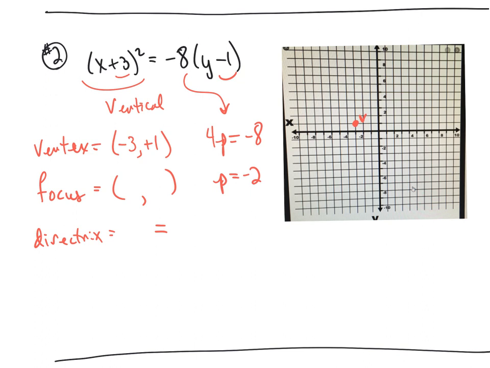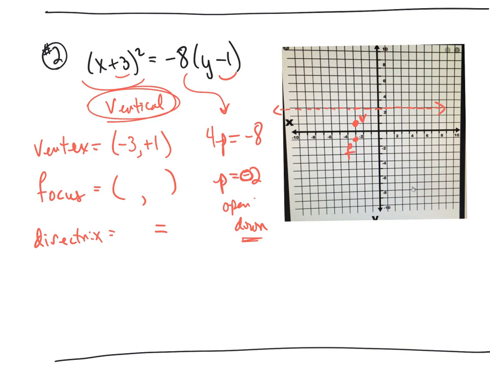Now I need you to put two things together. The fact that this is a vertically opening parabola, together with the p-value being negative. It's a vertical parabola and the p-value is negative, which means that the parabola is going to open down. And if it opens down, then the focus has to be 2 units down, 2 tick marks down from the vertex. And the directrix then has to be 2 units up. And that means it then has to be a horizontal line.